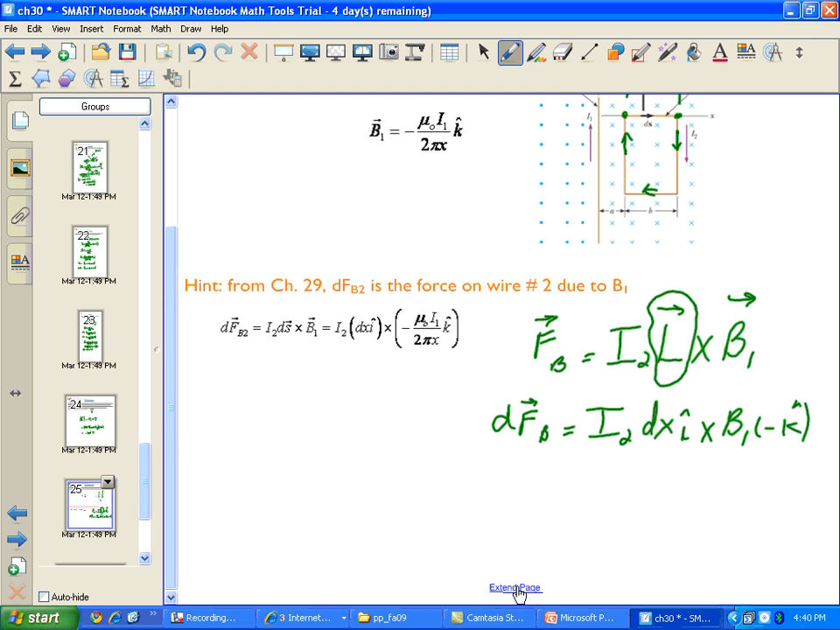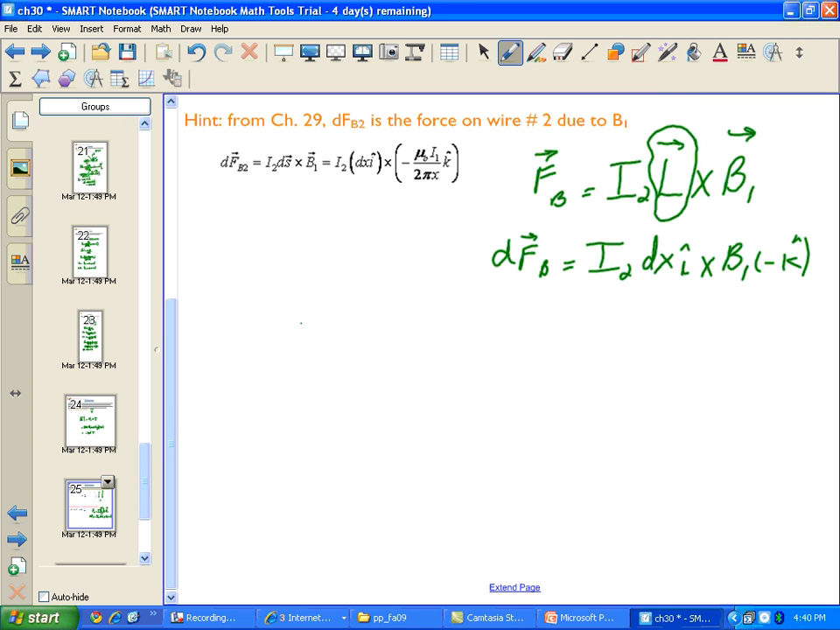Well, let's go ahead and set up our integral for F_B on wire 2 due to wire 1. Well, the I2 is going to be constant, so we pull that out. And the magnitude of B1 is a constant, so we'll pull that out too.